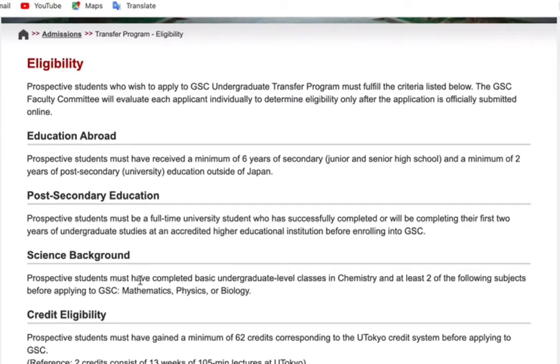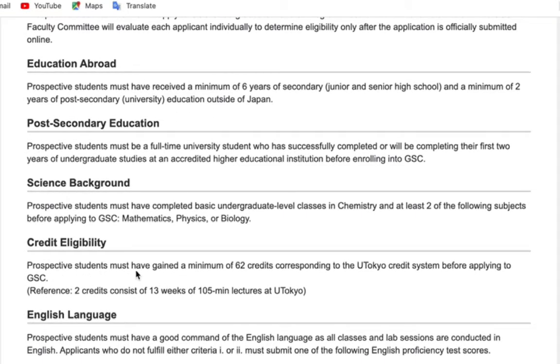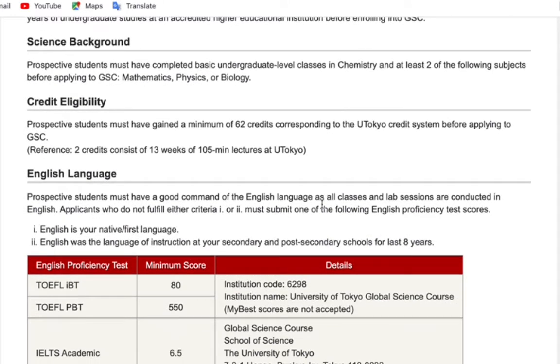So prospective students must have completed basic undergraduate level classes in chemistry and at least 2 of the following subjects before applying to GSC. So at least 2 of these, either mathematics and physics, physics and biology, or biology and mathematics, something like that. And then the credits. Prospective students must have gained a minimum of 62 credits corresponding to the University of Tokyo credit system before applying to GSC. Language. You must have a good command of English language, as all the classes and lab sessions are conducted in English.